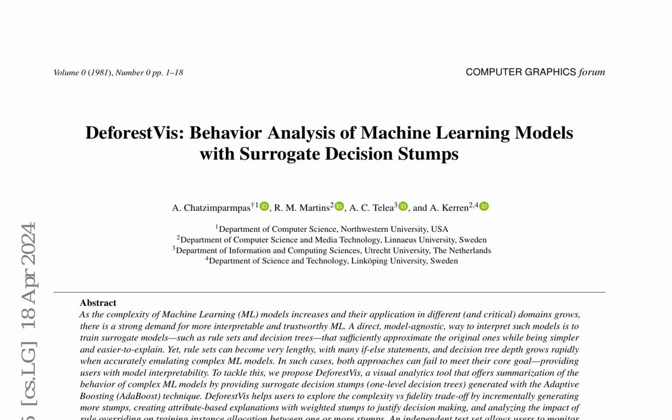DeforestVis is a visualization system designed to facilitate the analysis of machine learning models using surrogate decision stumps. It consists of 5 interconnected views that address specific questions regarding the behavior of the target model. View A presents a lollipop plot illustrating data rounding effects in the fidelity score for different decimal digit precisions, a dot plot showing the complexity increase with added decision stumps, and a selective stump-based explanation. This view provides insights into how the model's complexity and fidelity change as more decision stumps are added.